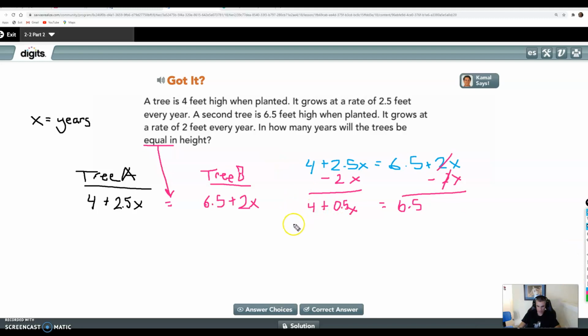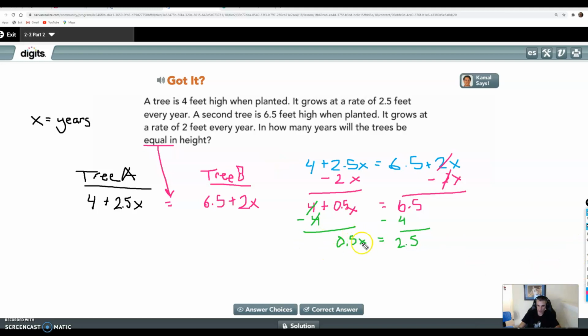We want to get rid of the number with no variable, so I'm going to subtract 4 from both sides. Oh, that's a division sign. We're going to subtract 4. Make sure to line up your decimal correctly over here. 4 minus 4 is 0. Those cancel. So I get 0.5x is equal to 6.5 minus 4 is 2.5.